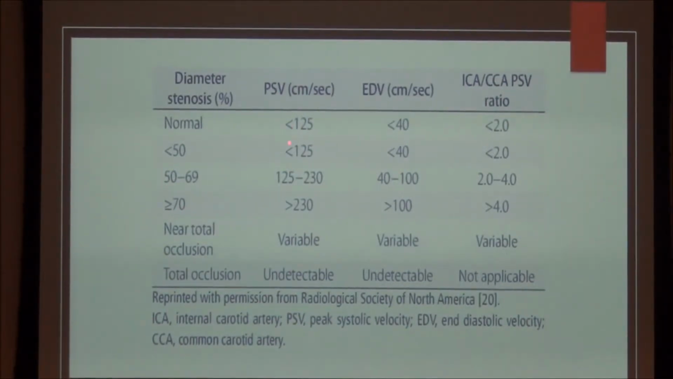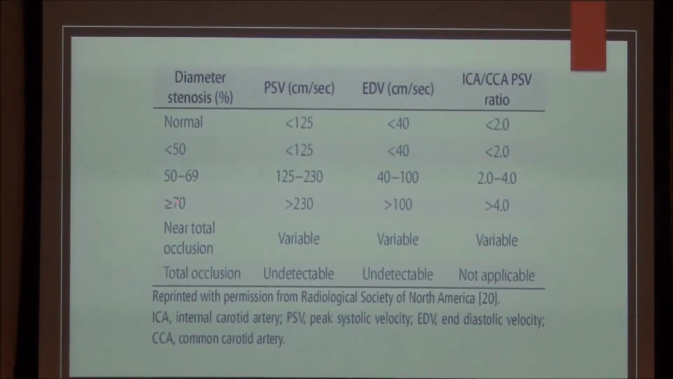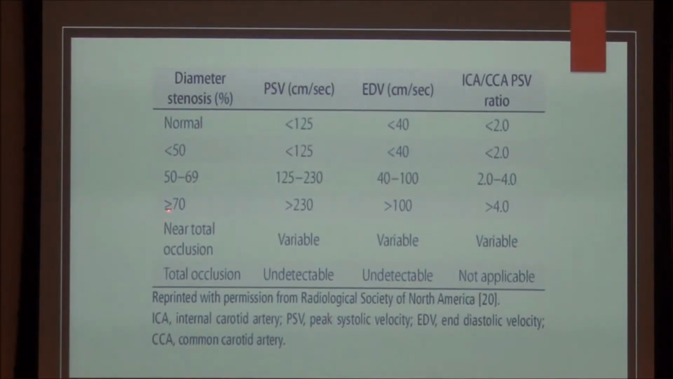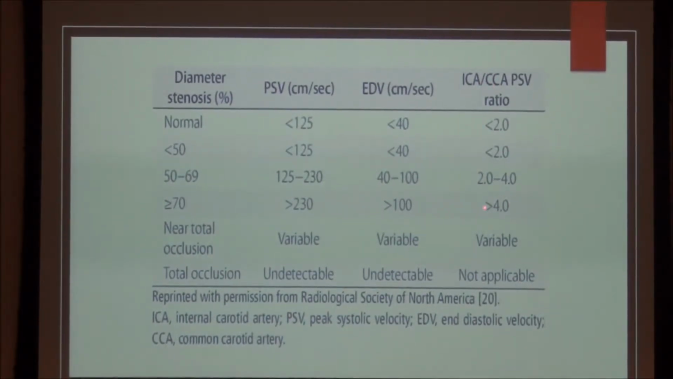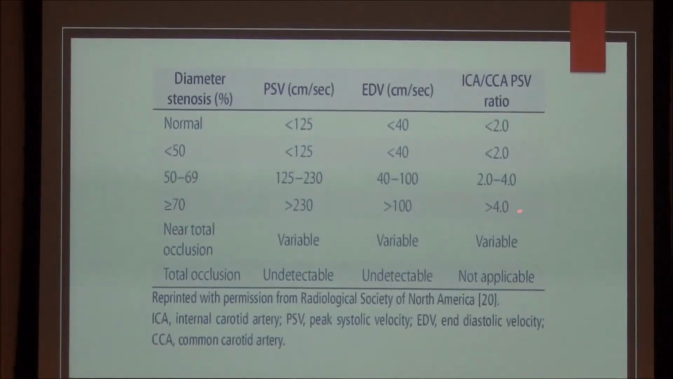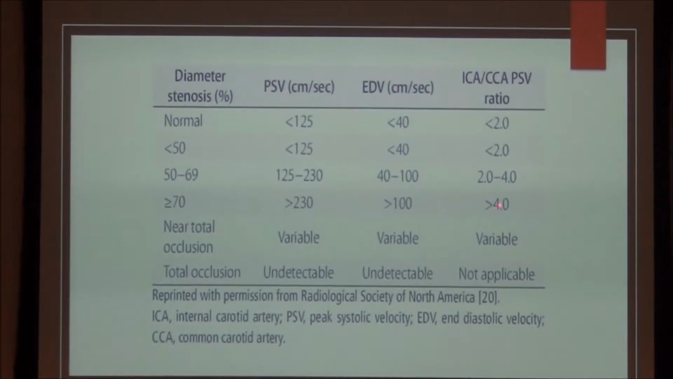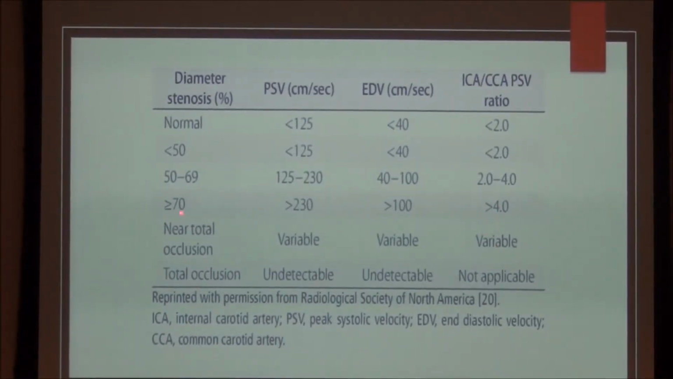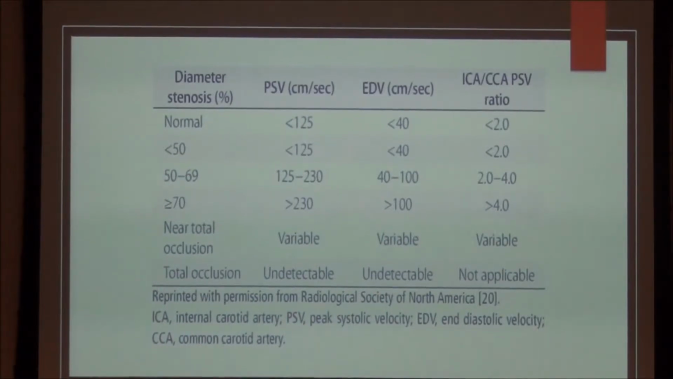But when peak systolic velocity is above 125, your stenosis is greater than 50%, but it's still less than 230. And then when your narrowing or stenosis is more than 70%, the end-diastolic velocity gets increased, and your ratio of these two, ICA to CCA, or internal carotid to common carotid velocity, becomes more than 4. This is where we are involved, and we treat this carotid, because this velocity and this narrowing is critical.